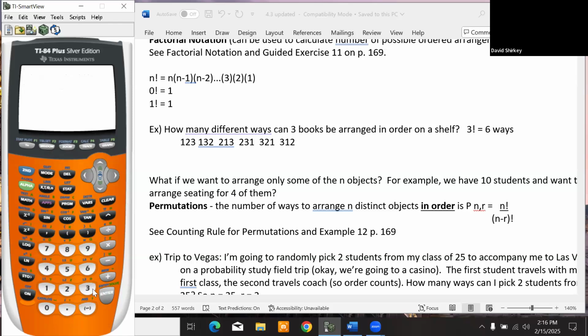So let me do this. So I'm going to type in 3, math, PRB, 4. We get 3 factorial. We press enter, we get 6.